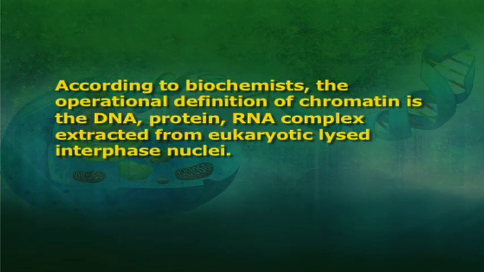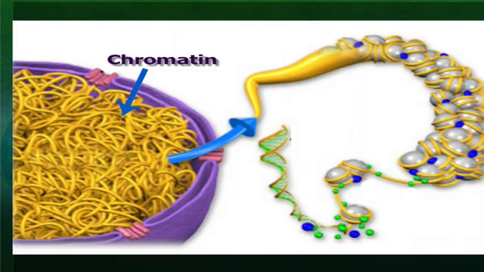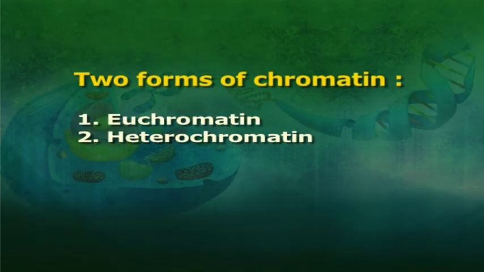According to biochemists, the operational definition of chromatin is the DNA, protein, RNA complex extracted from eukaryotic lysed interphase nuclei. Chromatin is the product formed from the combination of DNA and other types of protein. DNA, organized as chromatin, is found in two forms along the length of the chromosomes that reflect the level of activity of the cell. First is euchromatin and second one is heterochromatin.